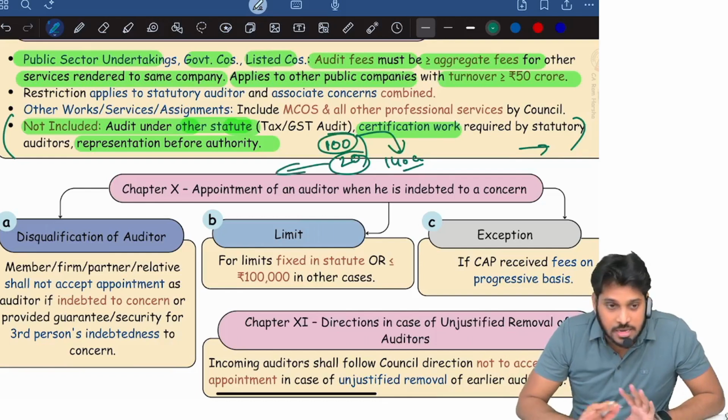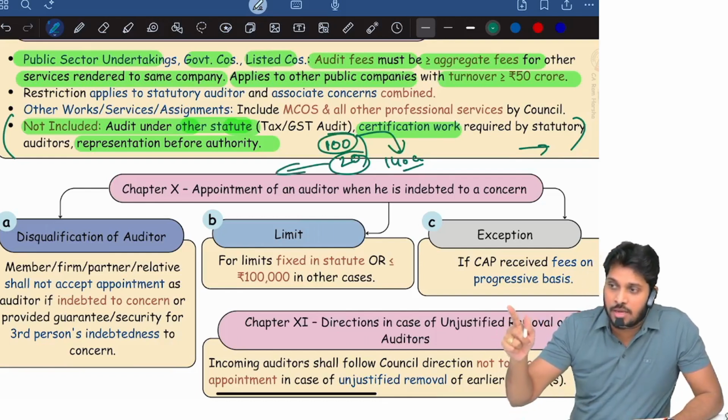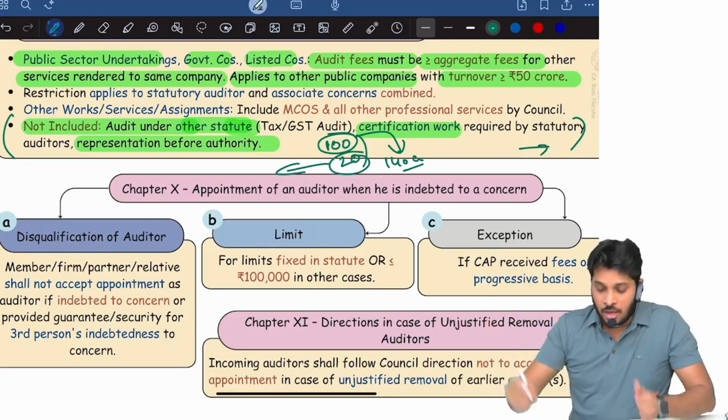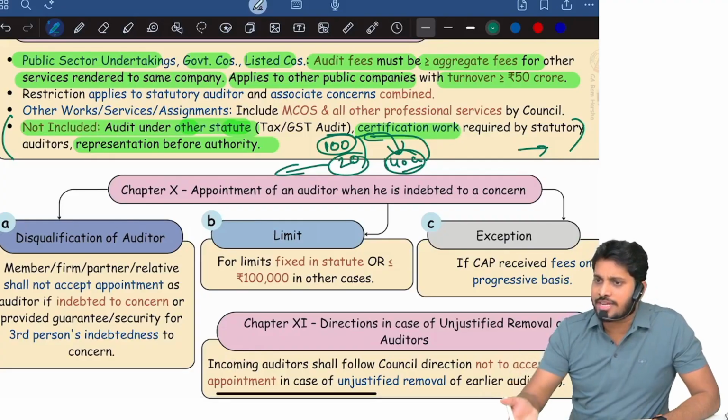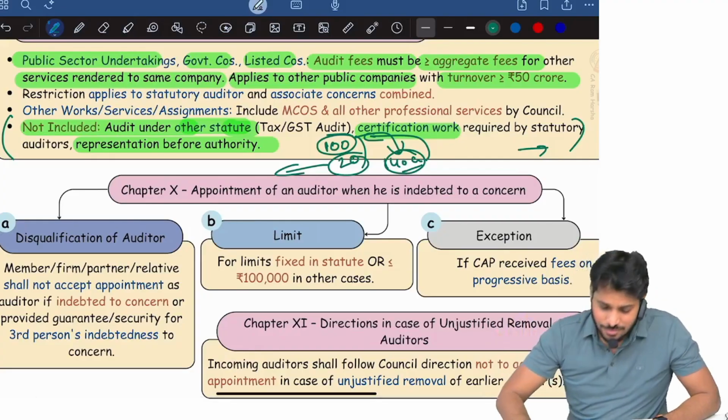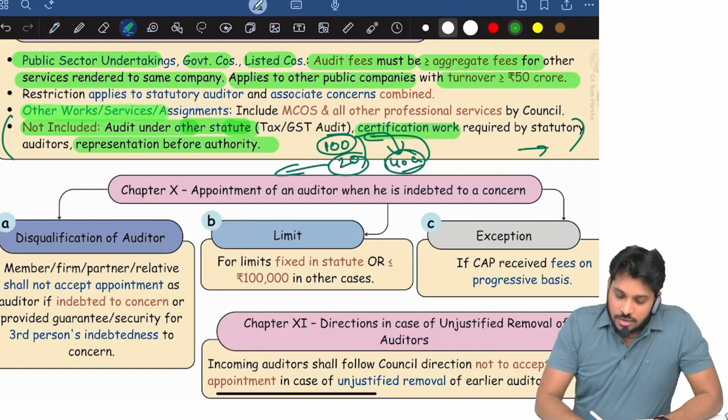This 20 will not be counted at all, because this 20 will not be treated as other services fee. Only 140 we will count it for other service, and since this 140 is more than 100, automatically guilty. Are you clear?